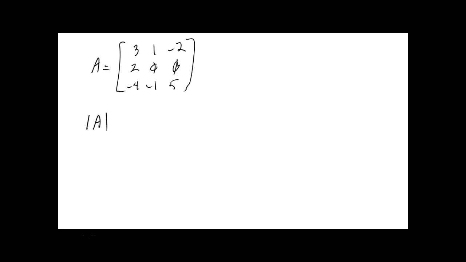We could expand it, repeat the first two columns and do our diagonals. I don't recommend it in this case. Why? The first thing I look at when I'm trying to determine the determinant is I look for zeros. Yes, look at that second row.